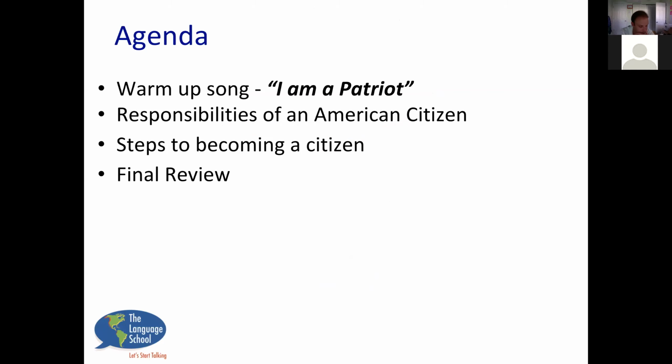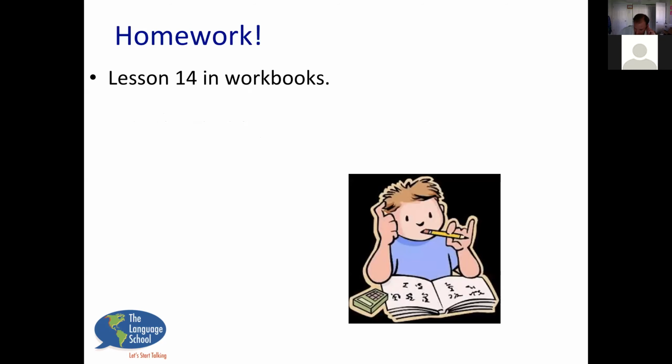So we're going to start with lesson 14. We're going to do a warm up here. We're going to listen to a song called I'm a Patriot. We'll talk about responsibilities of an American citizen and steps to becoming a citizen. And we've got a final review. We're going to start getting ready for the final exam.